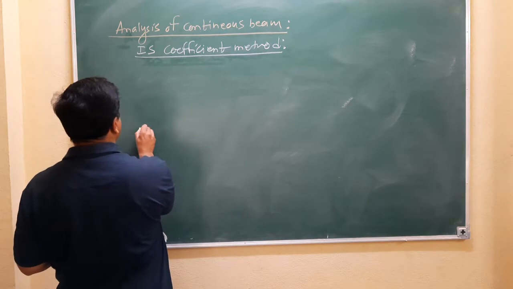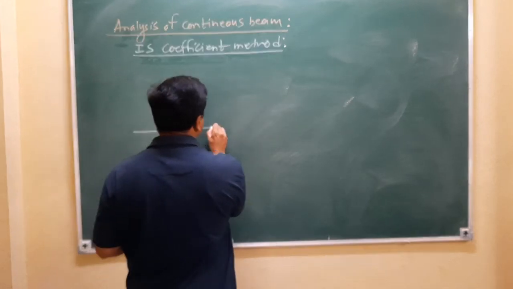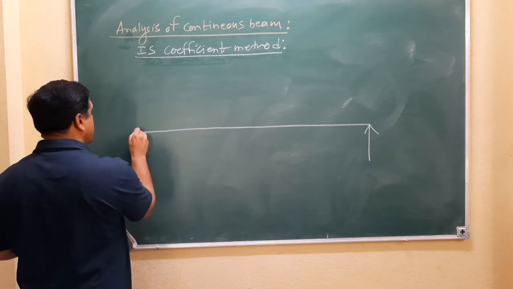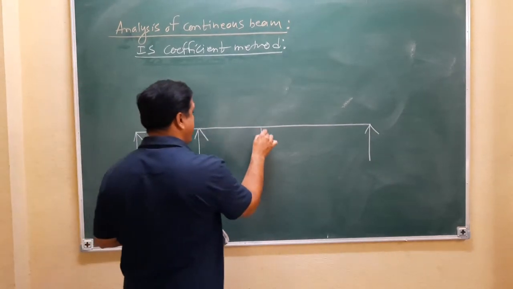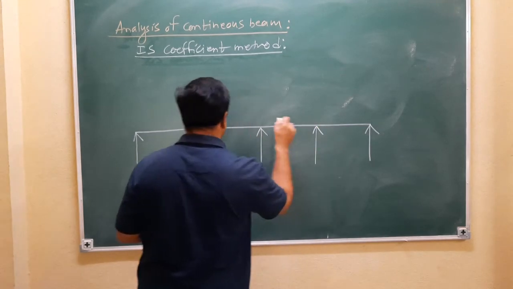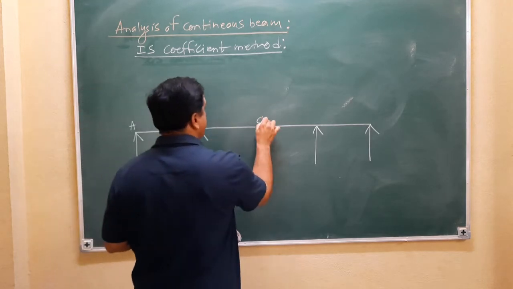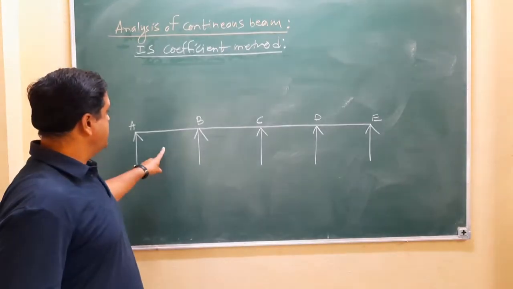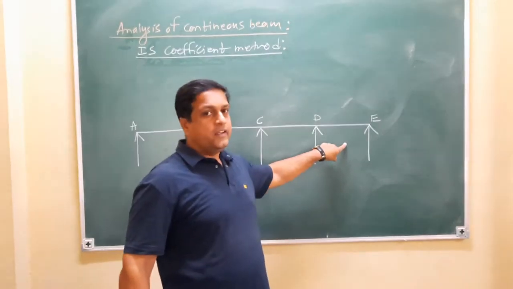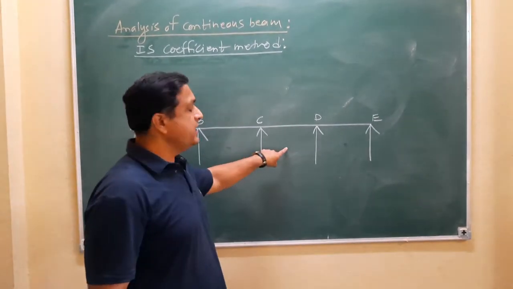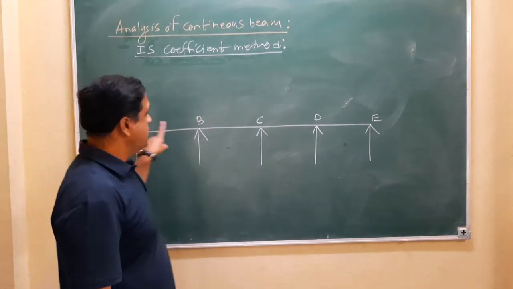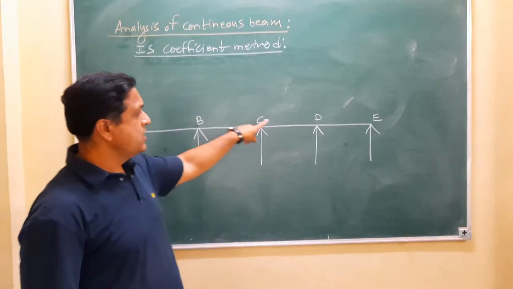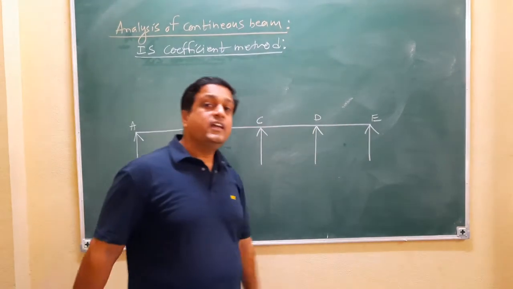Now I want to sketch the continuous beam. So this is the continuous beam. This is support A, support B, support C, support D, support E. This is the end span. These are the interior spans. This is the end support. This is the next to end support. Support B is the next to end support, support D is the next to end support, and support C is the interior support.